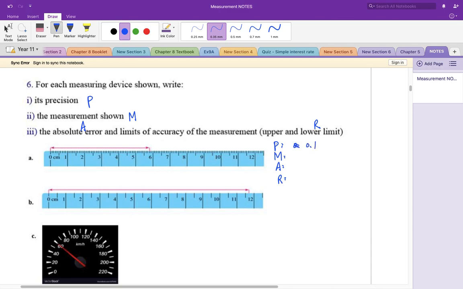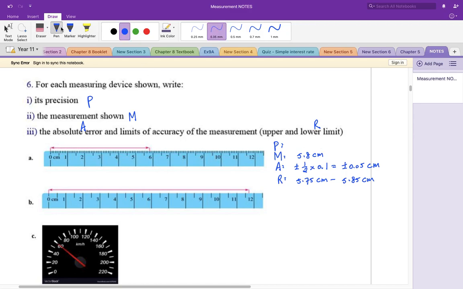is 0.1 centimeter, right? So the actual measurement is 5.8 centimeters, and the absolute error is going to be plus or minus half times 0.1, which is plus or minus 0.05 centimeters. And the range is going to be from 5.8, you take away 0.05, so that's 5.75, to the upper limit, 5.85 centimeters. You just add 0.05 to it, right?